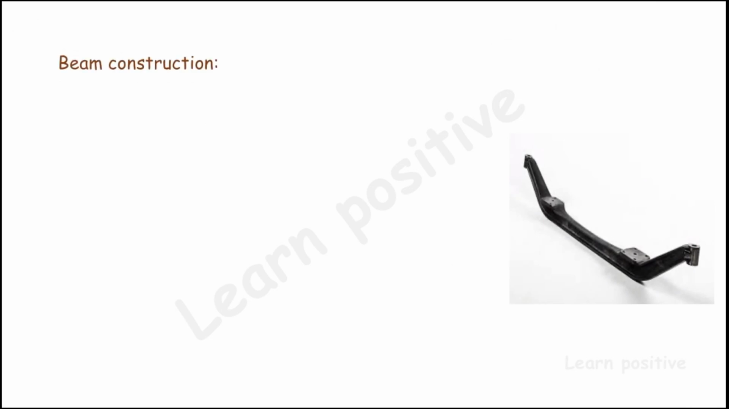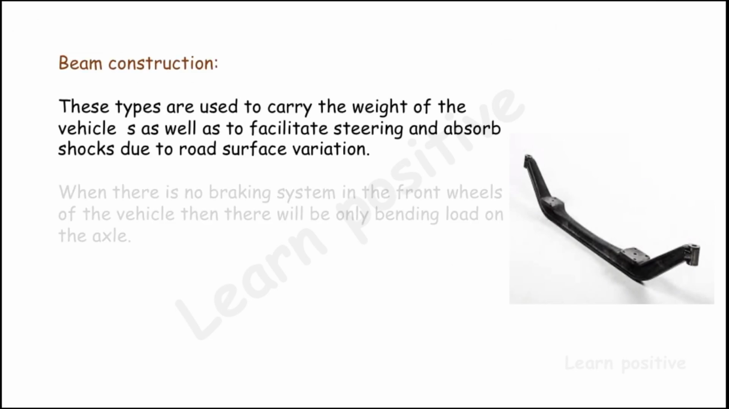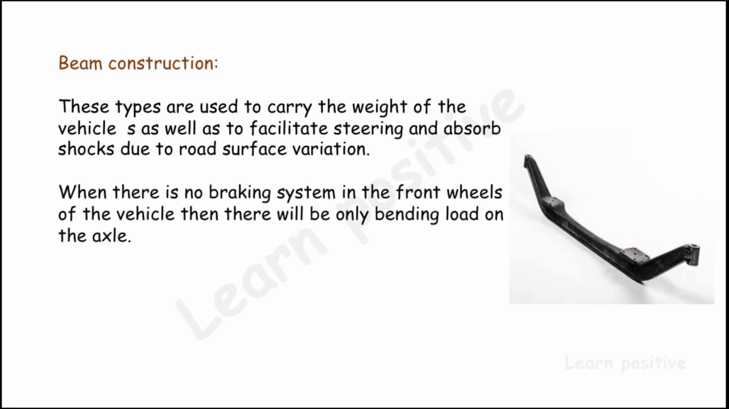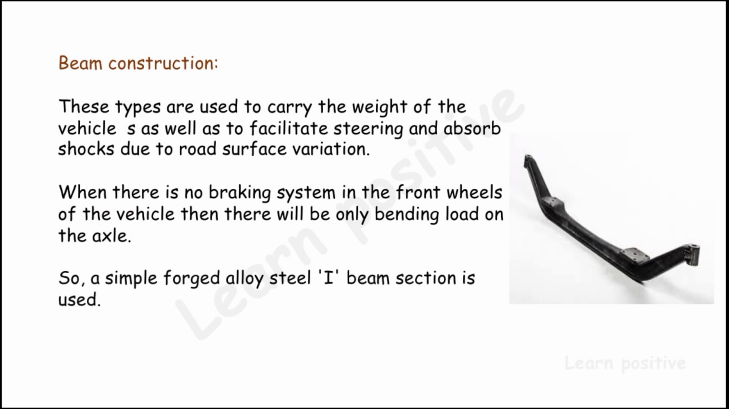We will see about the beam construction. This type is used to carry the weight of the vehicle as well as facilitate steering and absorb shock due to road surface variations. You can see a little inclination at both ends. This is to give better steering without disturbing the wheels. When there is no braking system on the front wheels, there will be only bending load on the axle. A simple forged alloy steel I beam section is used to construct the beam.